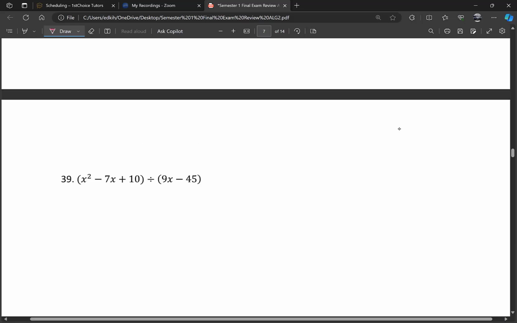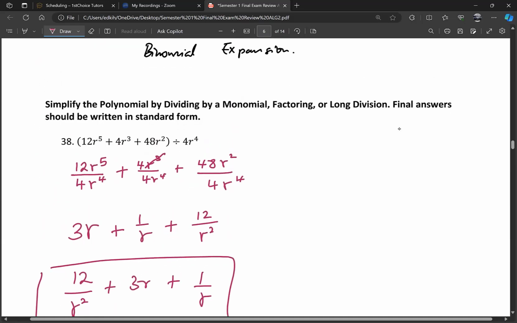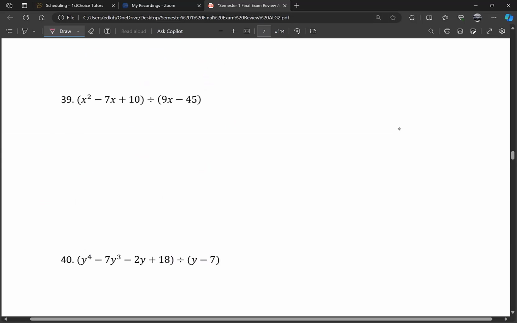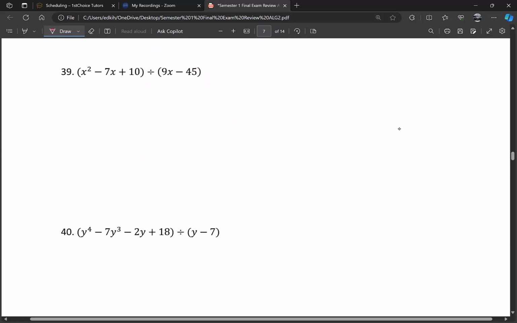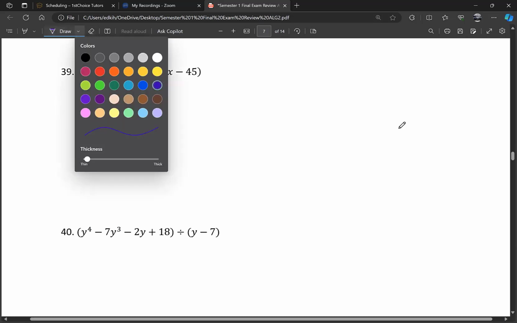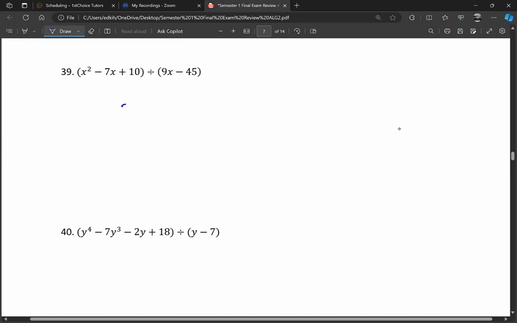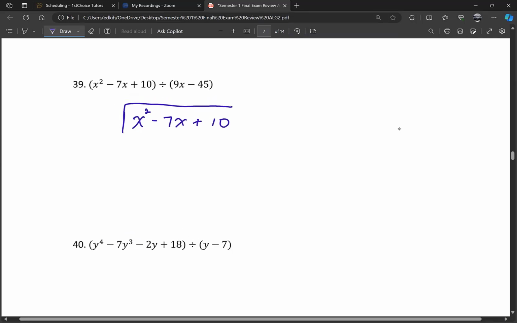Now, are we told to use any specific method? It just says use any method, huh? So what would be the best method for dividing this one? If I were you, we can use long division here. I know you guys are not fans of long division, but we can use it here. So I'm going to write it as x squared minus 7x plus 10. You can divide that into 9x minus 45.